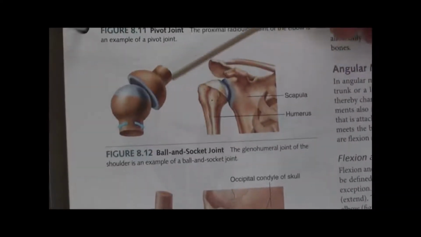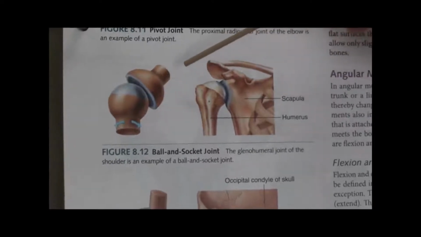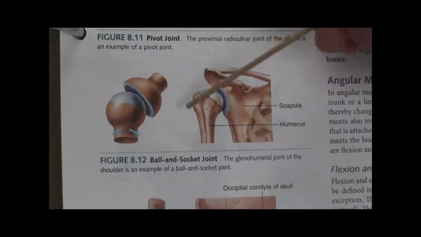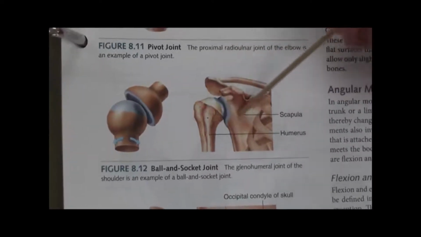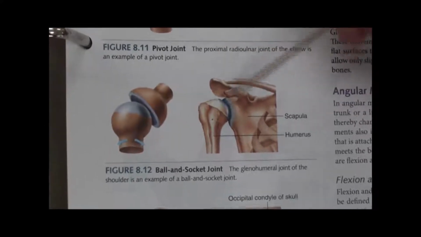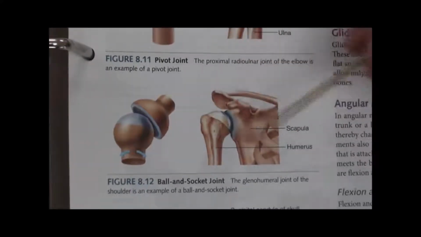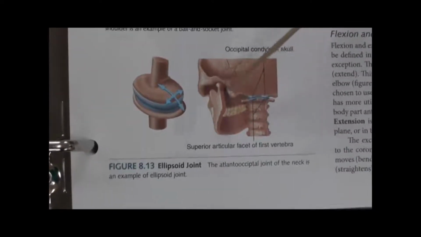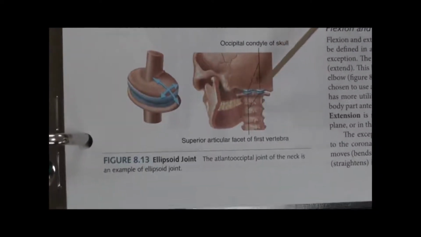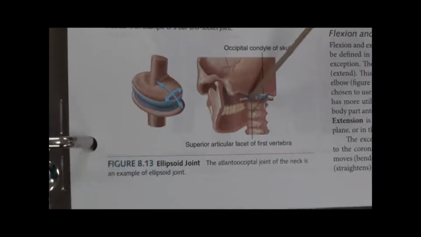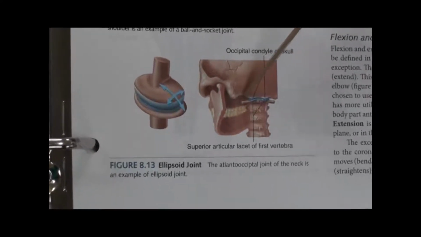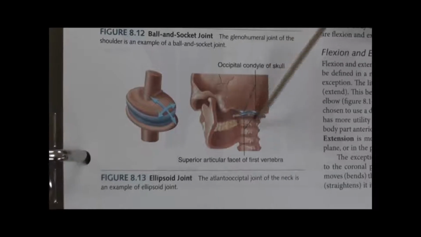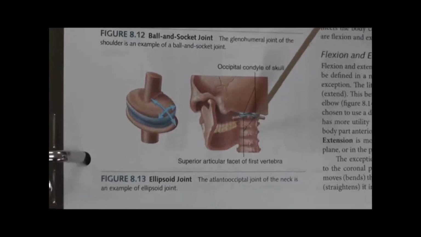The next one is called the ball and socket joint, and it's kind of self-explanatory. A good example is at the shoulder, where you can rotate that bone in lots of different directions. The next one is called an ellipsoid joint, and these joints are usually found wherever there's a condyle, like the occipital condyles on the neck. They can rotate pretty well, to move your head.